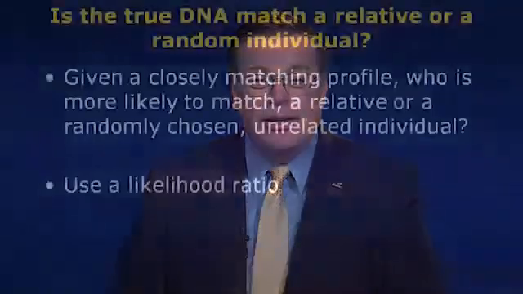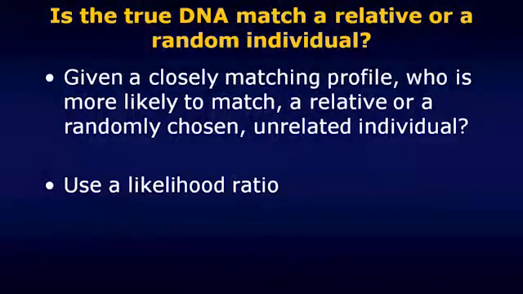The math gets a little bit tricky in terms of figuring out what's the chance that a sibling might match and what's the chance that a randomly chosen individual might match. But once you've figured out those values, you can set up a likelihood ratio, and you can start then to say, how much more likely is a sibling to the individual in the database than some randomly chosen person to be the source of the DNA profile?